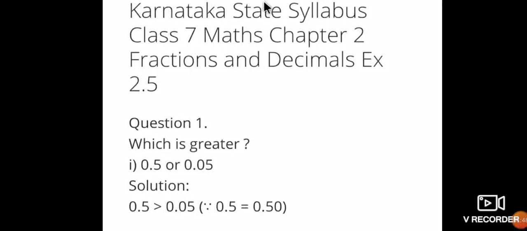In fractions and decimals exercise 2.5, question number 1, which is greater. The first one is 0.5 and the second one is 0.05. Among these two, 0.5 is greater than 0.05, because 0.5 is equal to 0.50, but here it is 0.05.